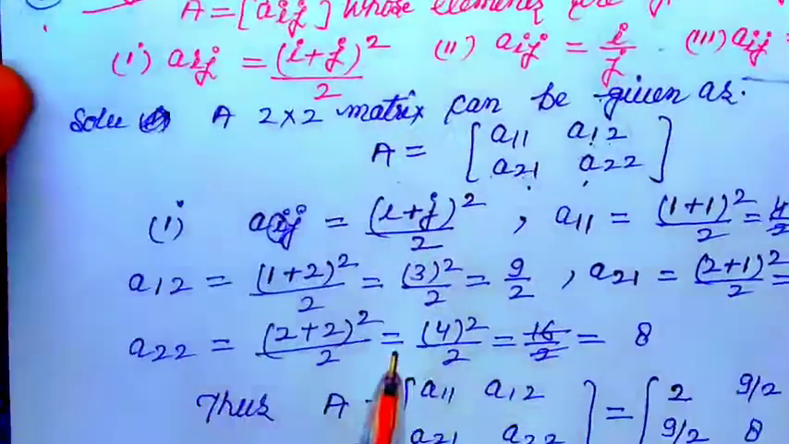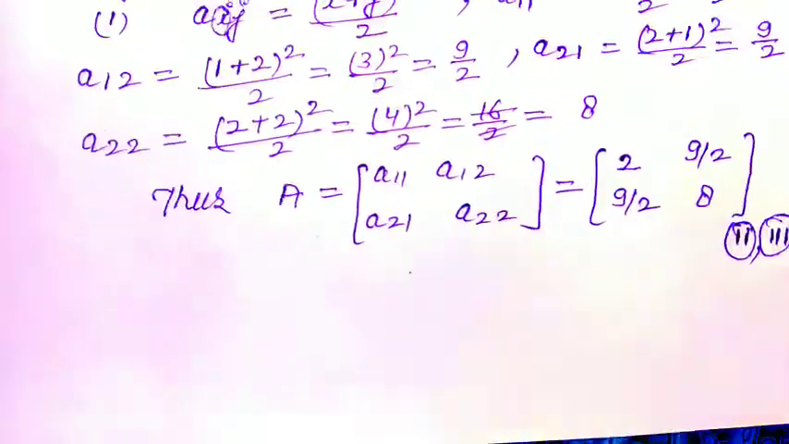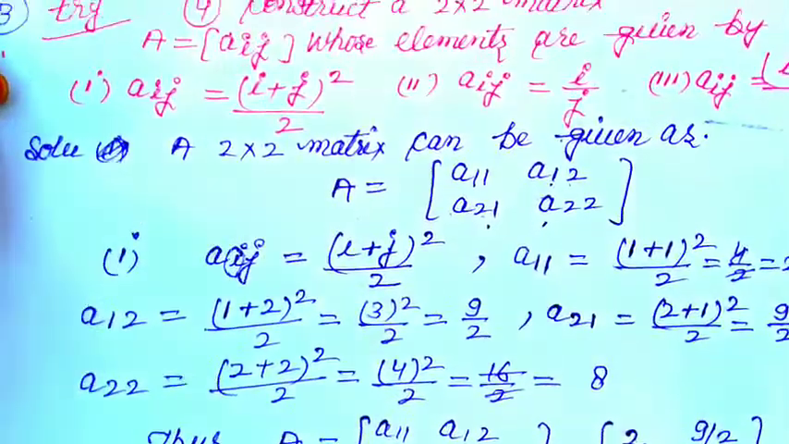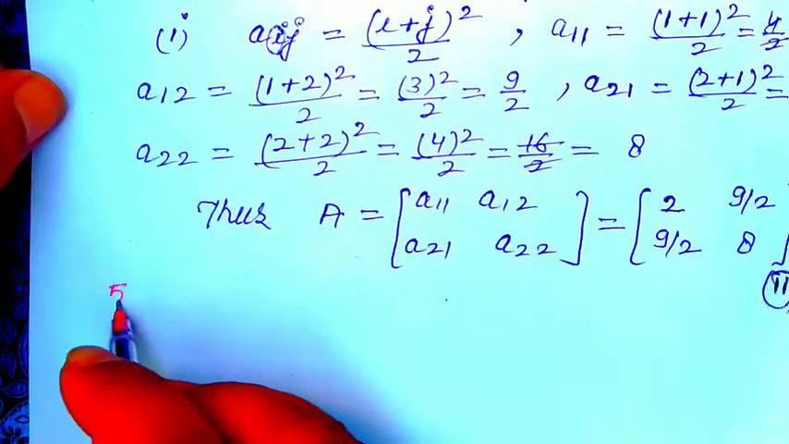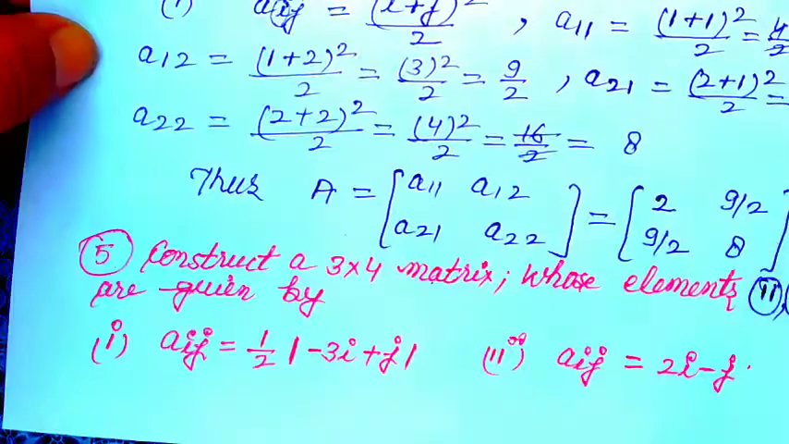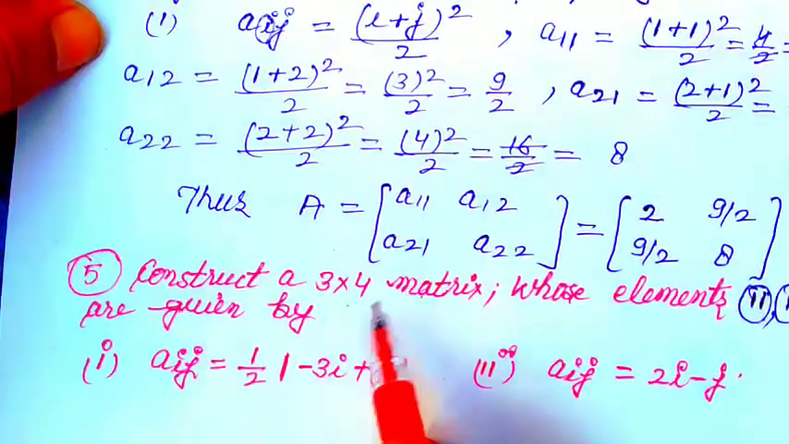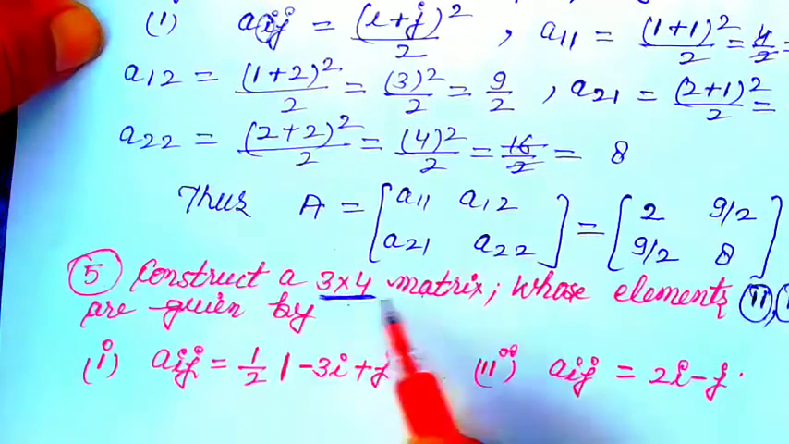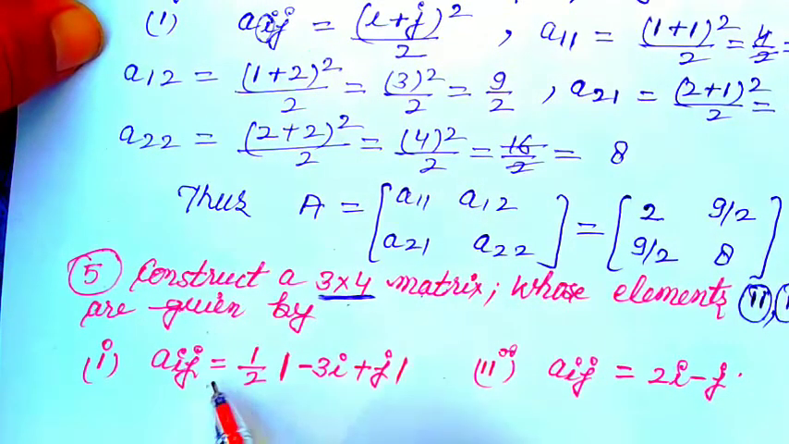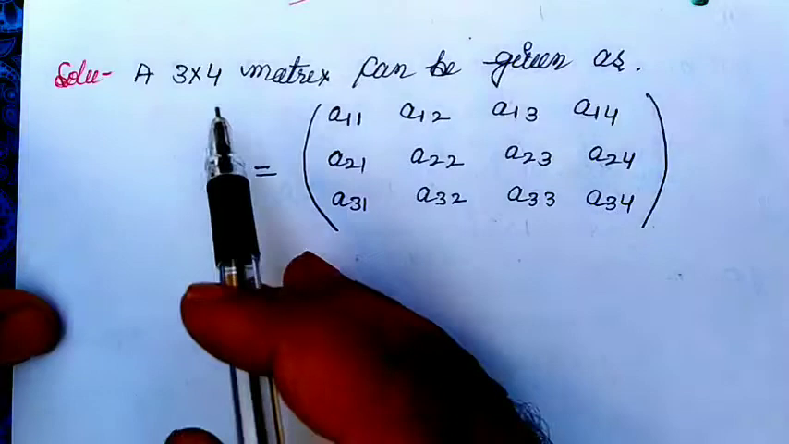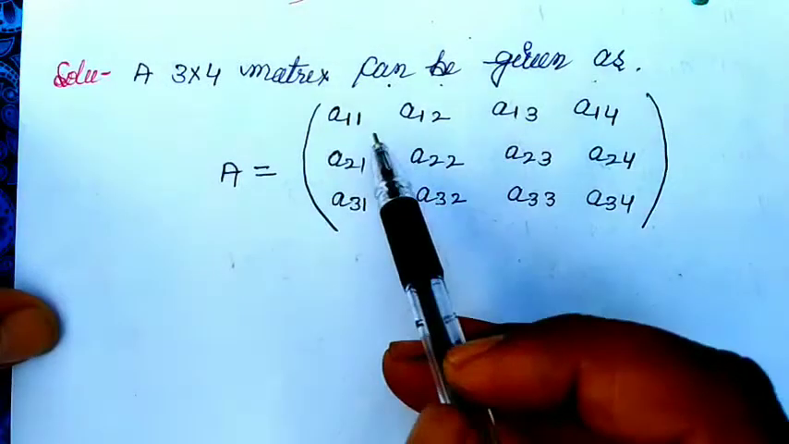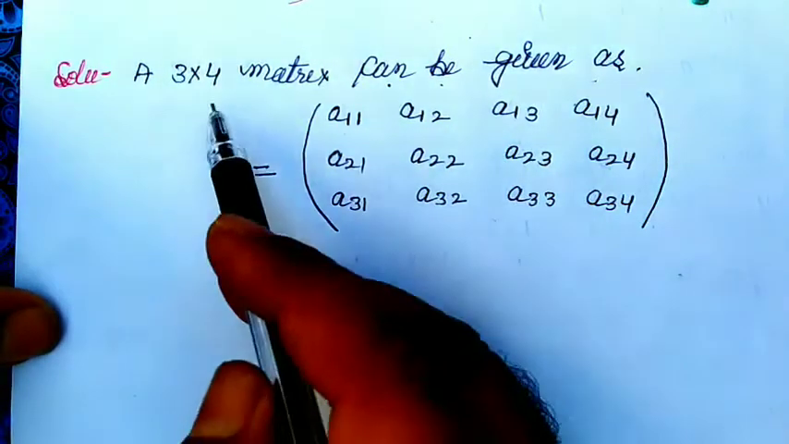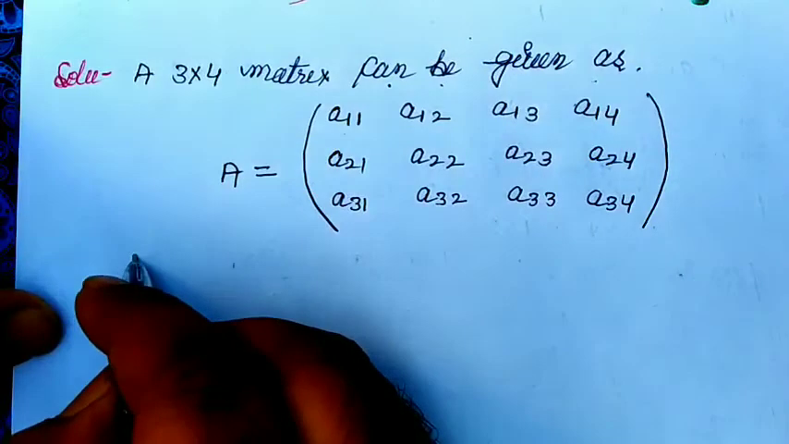Now move to question number 5. Sorry, question number 4 we have done. What is question number 5? Let's see. In question number 5 we need to construct a matrix whose elements are given. We have 2 parts here, first and second. So a 3 by 4 matrix can be given as, isn't it? We have here 3 rows and 4 columns. So let's see the first part here.